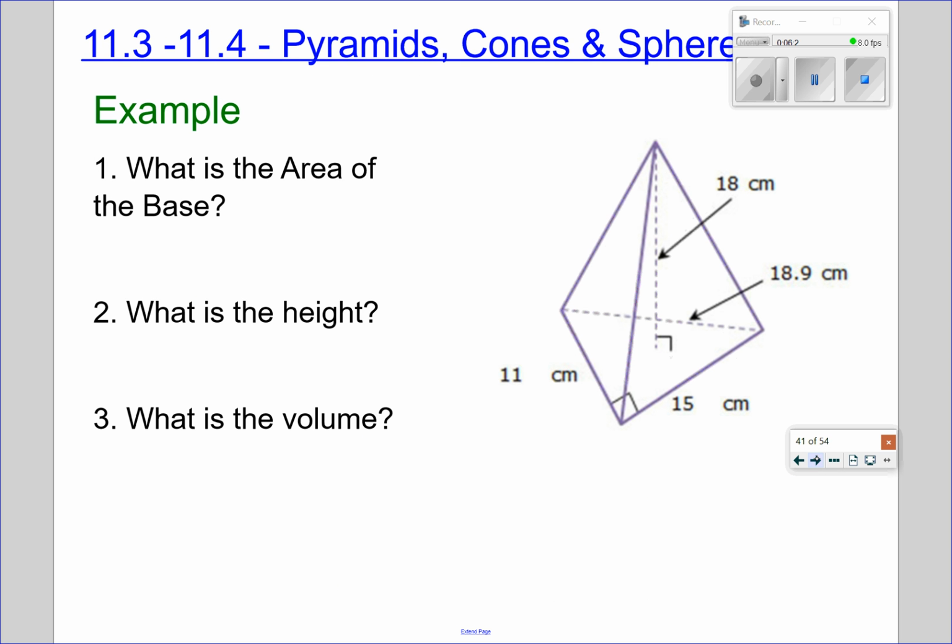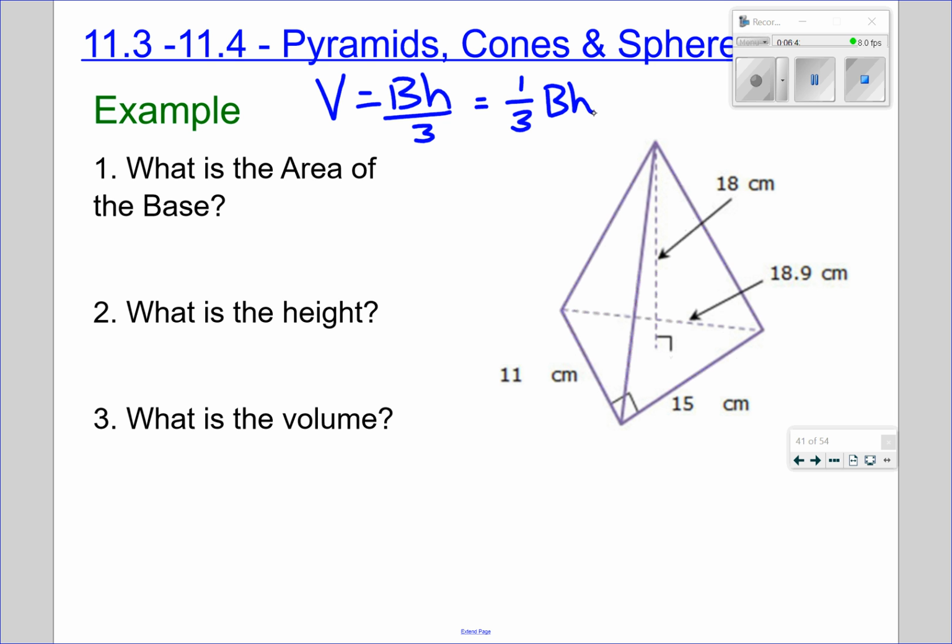Make sure you guys are copying these down as your examples. Our process is still area of the base, and then we identify the height, and then this time we're going to do area of the base times the height, and then divide it by 3 again, because that's the same as 1/3 times area of the base times the height. Some of you like to put the 1/3 in as a fraction, which is fine. I just like to divide by 3 at the end.